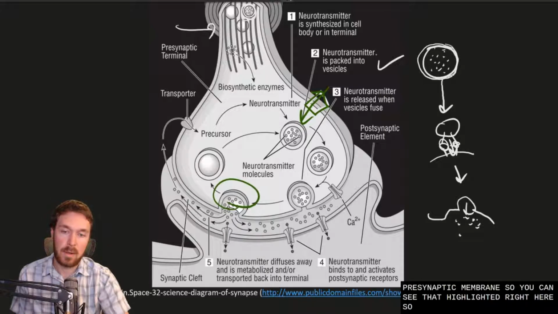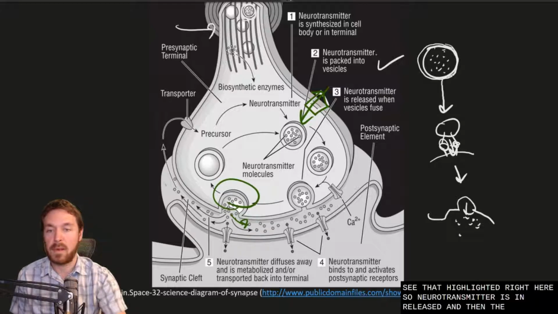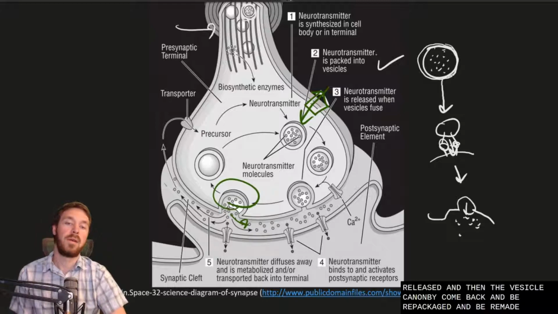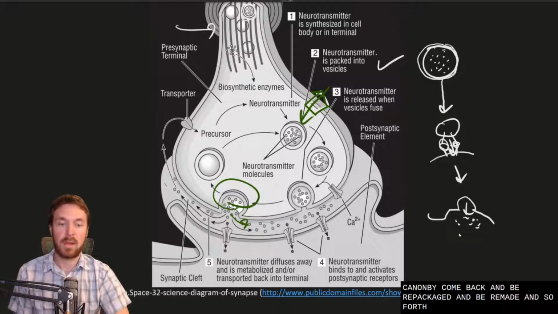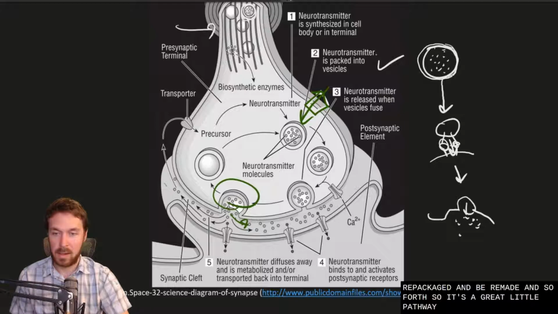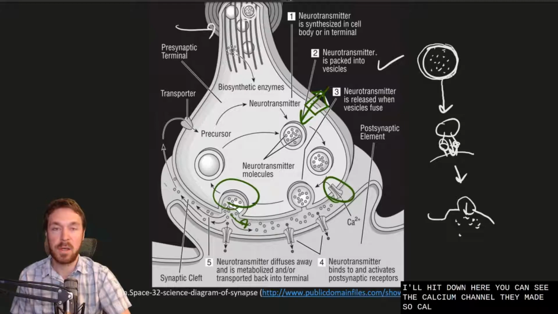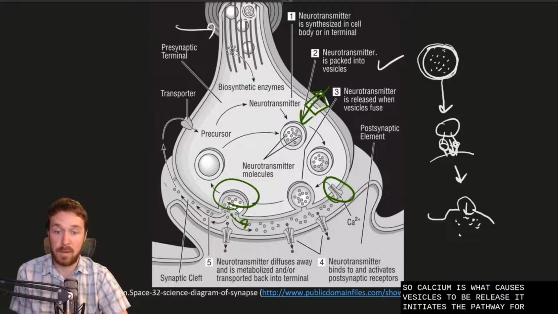So neurotransmitter is then released. And then the vesicle can come back and be repackaged and be remade and so forth. So it's a great little pathway that causes this. Oh, down here you can see the calcium channel they made. So calcium is what causes vesicles to be released. It initiates the pathway for vesicle release.